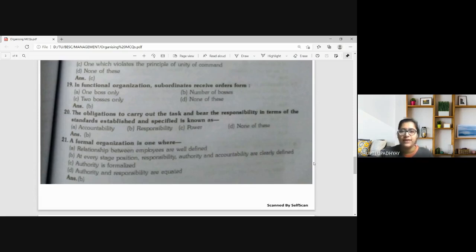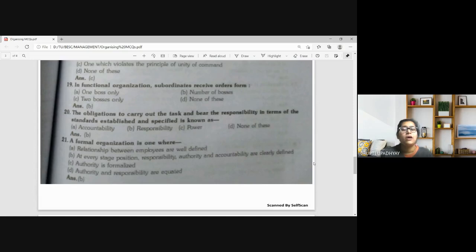The functional head will always be his immediate boss, but the other department's head also will call him, and he has to also do the work of them as well. So number of bosses can give them orders. Next question, the obligation to carry out the task and bear the responsibility in terms of the standards established and specified is known as A, accountability, B, responsibility, C, power, D, none of these.